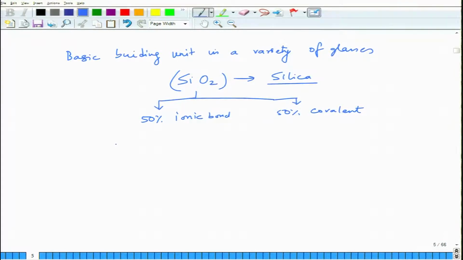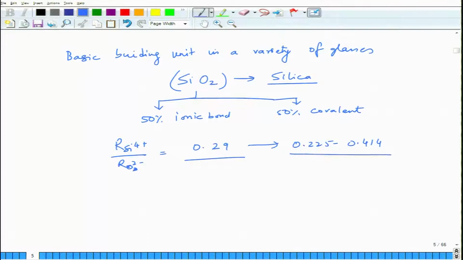Now, if you take the radius ratio of silicon 4 plus to oxygen 2 minus, the radius ratio works out to be nearly 0.29, and this 0.29 you can see falls between 0.225 and 0.414. As a result, it is preferred to have a tetrahedral coordination.